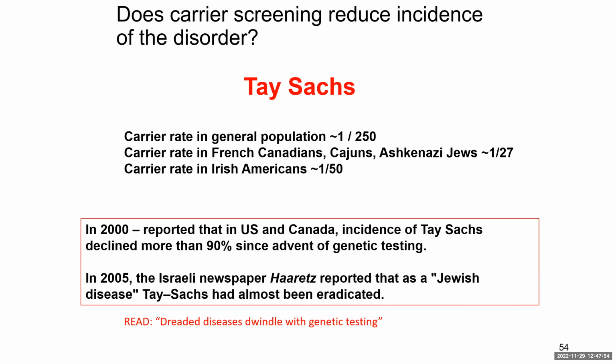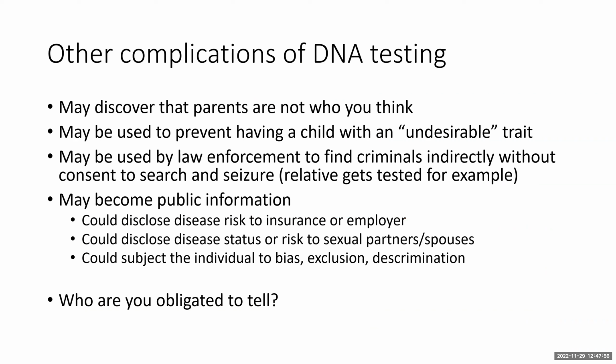There are a lot of other complications for DNA testing as well. Things like you may discover that parents are not who you think they are. Or this could be used to prevent having a child with an undesirable trait, whatever that person thinks that is. Law enforcement can use testing done by someone else to determine whether or not you might be a criminal.